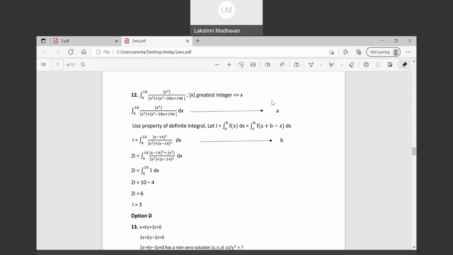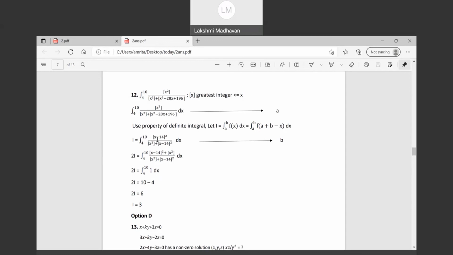Now we are going to use the property of definite integral, and I know all of you have an idea about this, right? So the property is: let I be equal to the integral of a to b of f of x dx, then I can be written as the integral of a to b of f of a plus b minus x dx. So I'm going to use this in this question. So how will I rewrite this? I becomes the integral over 4 to 10.